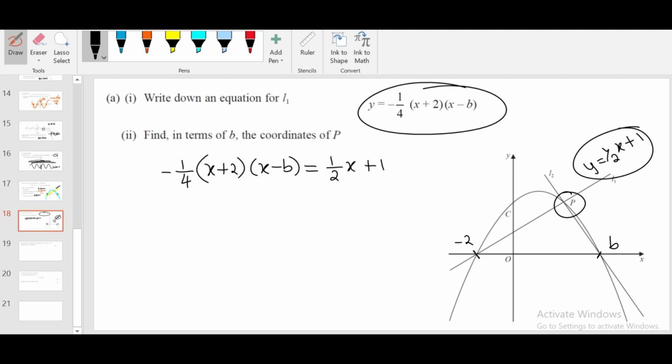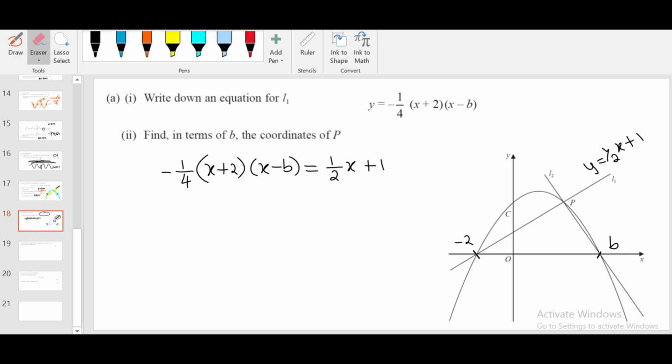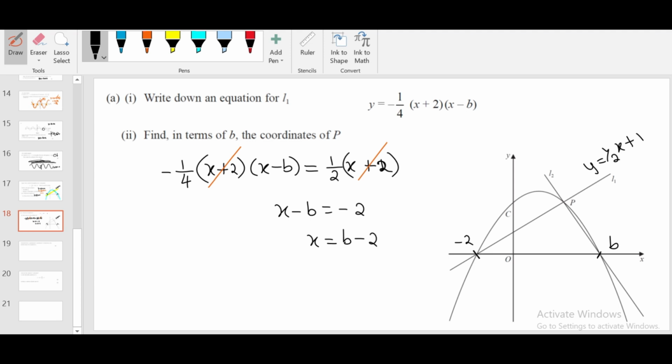There are two ways you can do it. The easiest way is you take half as a common factor and write it as 1 over 2 times x plus 2. Apparently you're not going to think of this method in the exam, so I'll show you another method later after solving this. So here you can just cancel this factor, so you will get x minus b is equal to, bring the minus 4 here, you'll get minus 2, so x is b minus 2. You got the x coordinate of P.